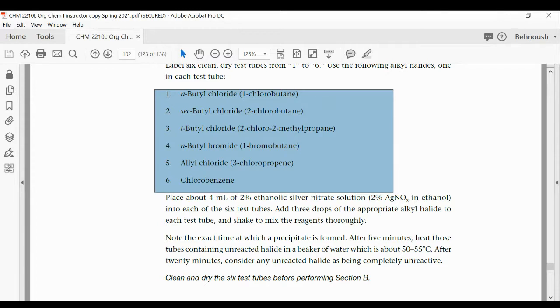Because the temperature can affect, but we are not studying the effect of temperature. We are just studying the nature of the substrate, or reactivity of the alkyl halide, and the comparison is at room temperature, all of them at room temperature. That's what we do, just the room temperature.